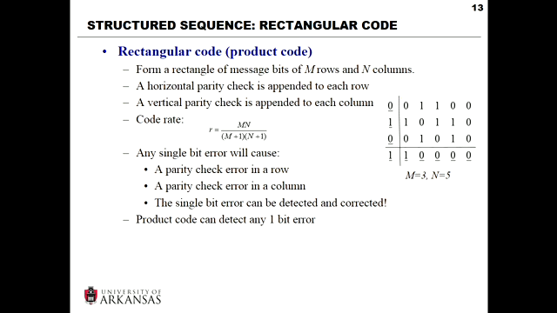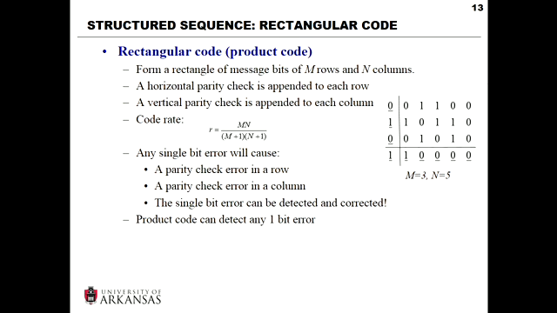So the rectangular code or the product code can do much, much better compared to the original parity check, okay? We just use a little bit of structure here. And actually the rectangular code can give us a pretty good performance.